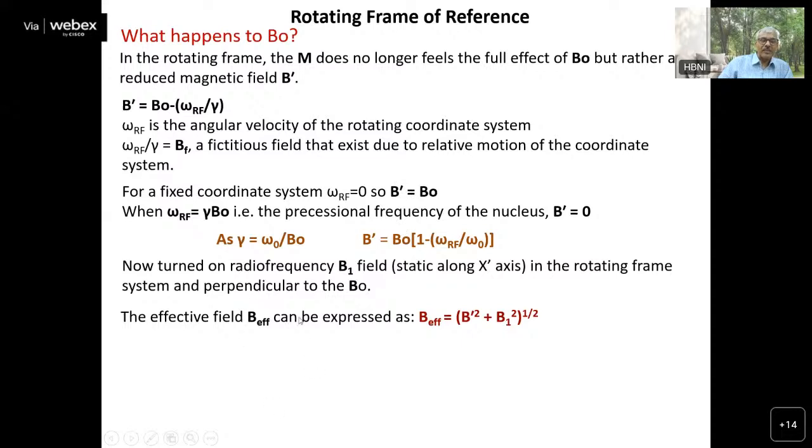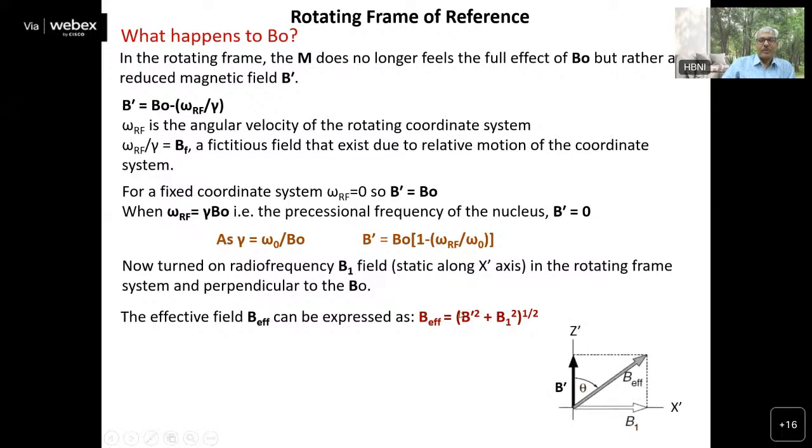Okay, so now you can consider this B prime and B1 as two vectors, and you can find out the value of the effective field. So B effective will be the square root of B prime square plus B1 square. This is nothing but vector algebra. If B prime is 0, then B effective is only B1. But let us say there may be a condition that B prime is not exactly 0. Then you will get an effective field.